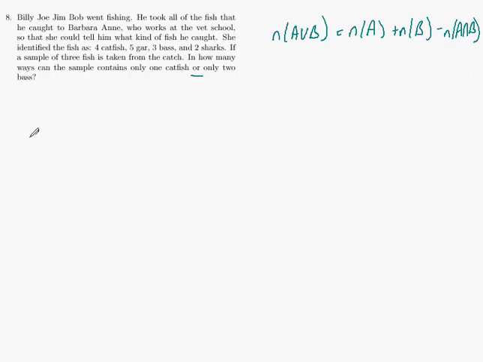So we start off with 1 catfish. So we have 4 catfish, pick 1. From the remaining fish, the gar, bass, and sharks, there's 10 of them. We need to pick 2 because our sample wanted to have 3. Plus, or only 2 bass, so combination, 3 choose 2. From the remaining fish, the catfish, gar, and sharks, in other words the ones that are not bass, there's 11.